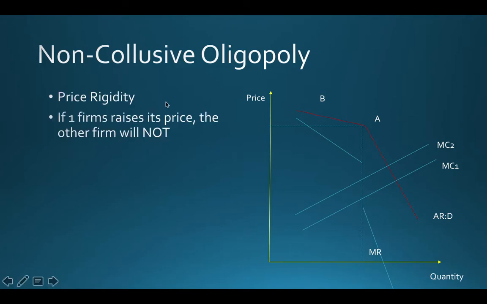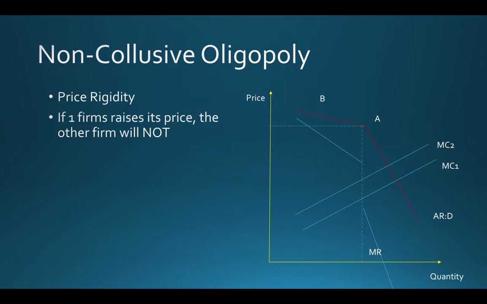All right, guys, so let's talk about a non-collusive oligopoly. This is the second part of our video. I'm going to break it down into two sections. A non-collusive oligopoly is basically an oligopoly where we don't have collusion. The firms are not agreeing to cheat.